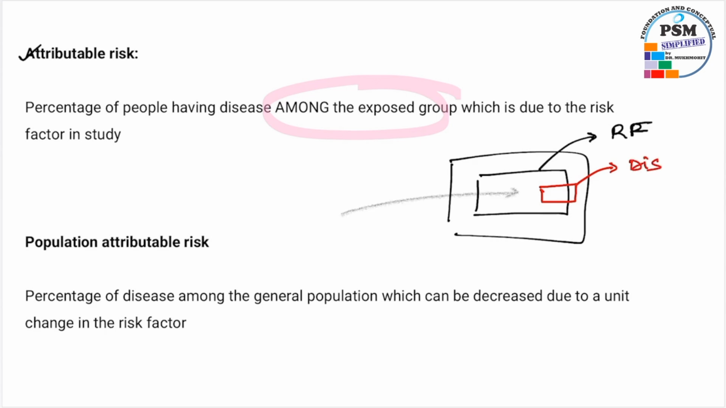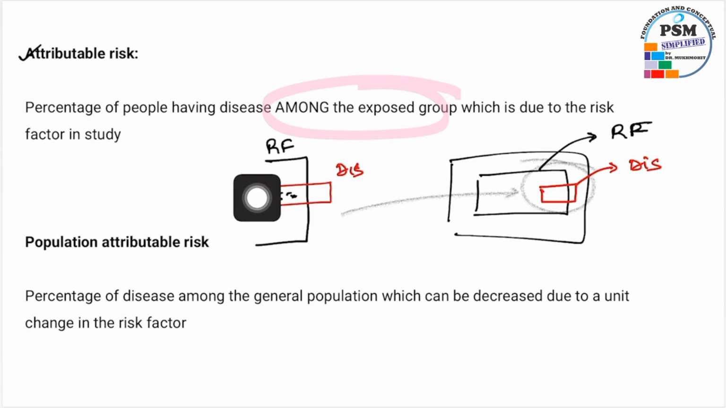If I just zoom into this area, I can say that there are people with the risk factors and there are people with the disease, right? Now try understanding that the people who have the risk factors and who have the disease, these people. There might be some people who got the disease because of the risk factors, and then there are some people who got the disease who did not even have the risk factors, right? So out of these people, there might be some people who got the disease not because of the risk factors but because of some other variable.